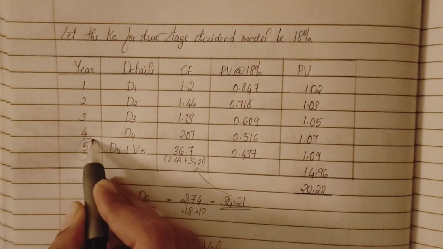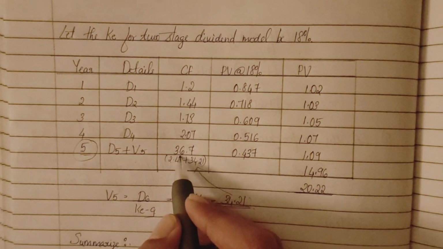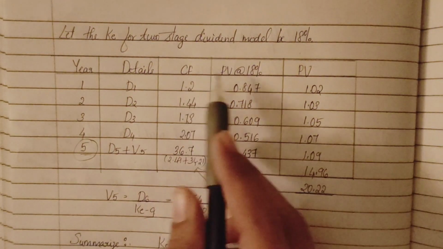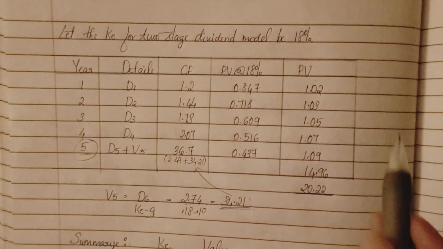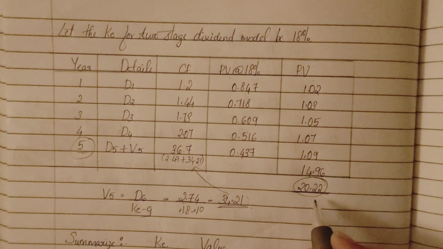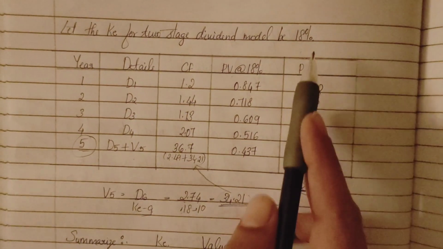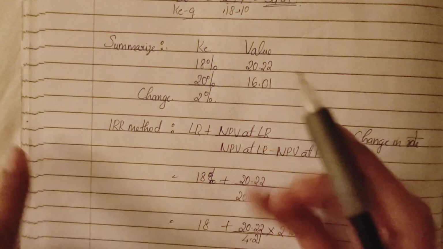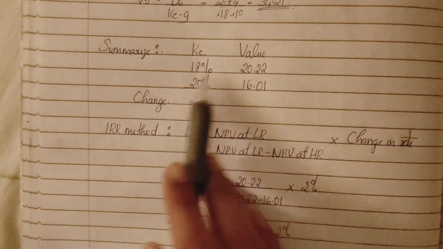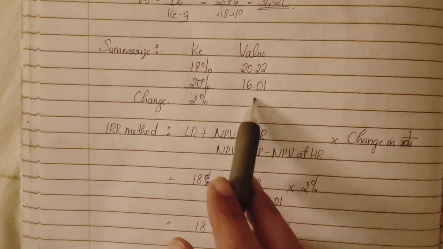So here the 5th year cash flow is 34.2 plus D4 plus 10%. Then the cash flows are converted into PV at 18%, and you will get the present value. So here we get 20.22. The current market price is 20 as per the question. Close to that, we got the present value 20.22 at 18%. Now we can summarize cost of equity and value. So for KE 18%, the value is 20.22, and for KE 20%, the value is 16.01.